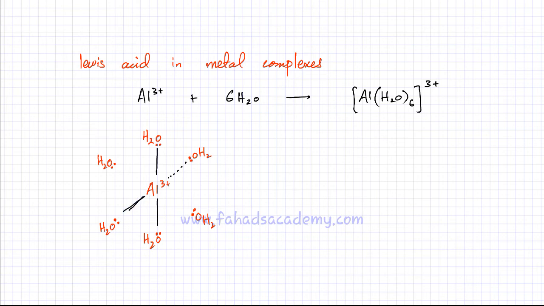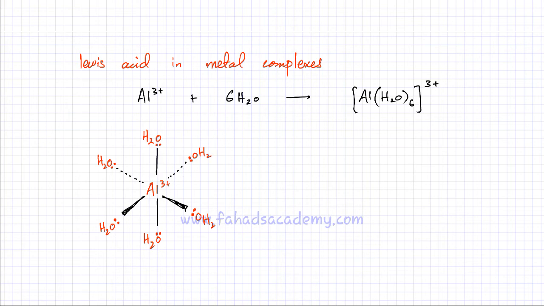Remember, try to visualize this as a 3D diagram. The darker wedge-shaped bonds are coming out of the page, the dotted bonds are going into the page. Similarly, this water molecule is getting attracted to the aluminium ions, the lone pairs on that water molecule. And the same happens over here. So the shaded darker bonds are the ones that are coming out of the page. So from all 6 sides, you will see water molecules getting attracted to aluminium ions.